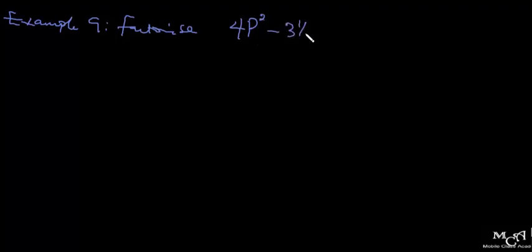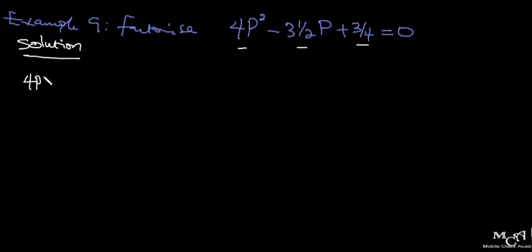Now let's look at example 9. Factorize 4p squared minus 3 1 over 2p plus 3 over 4 equals 0. So what's the solution? 4p squared minus, 2 times 3 plus 1, that's 7 over 2p plus 3 over 4 equals 0. So what are we going to do?